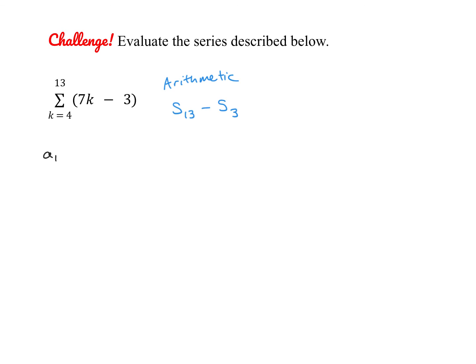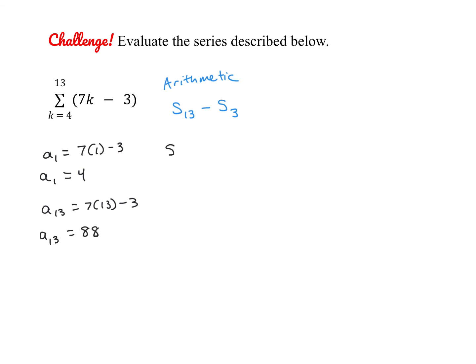All right, so let's start by finding the sum of the first 13 terms. Well, first we are going to need to find the first term. So we have 7 times 1 minus 3. So our first term is 4. We're also going to need to find the 13th term because we'll need that for our formula. So our 13th term is going to be 88.